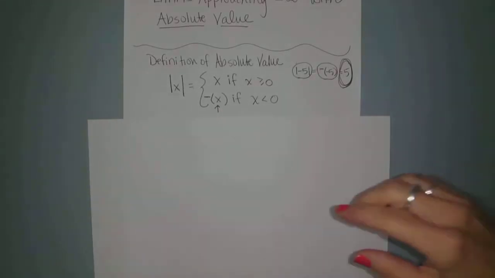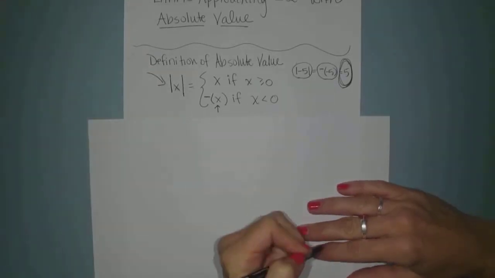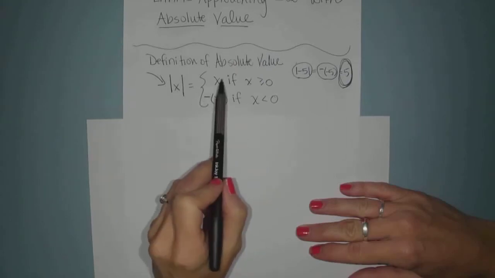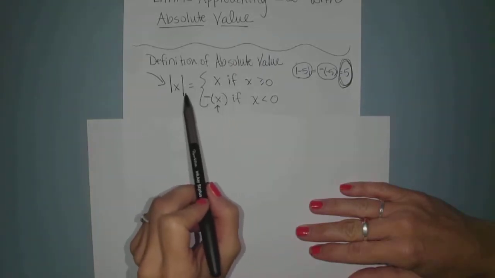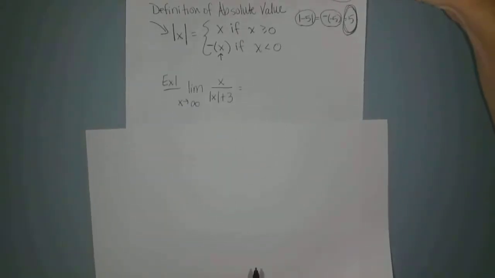When you're doing a limit to infinity, the whole idea is if the limit has absolute value bars, you want to use this definition to get rid of them. You can do absolute value without the bars by simply following your definition. So let's take a look at our first example.